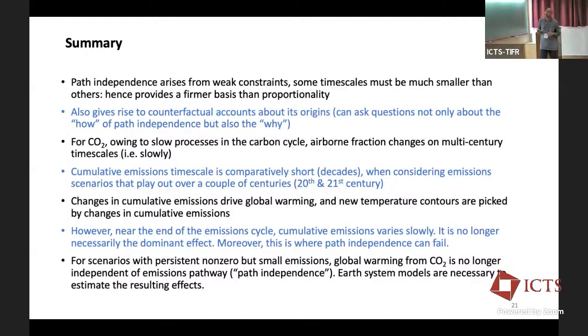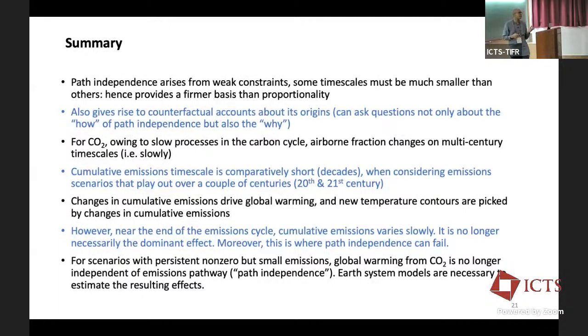But insofar as all we need is path independence for cumulative emissions budgets, and not a particular relationship, not proportionality between global warming and cumulative emissions, it seems like a question based on explaining why something is very small. Why is the ratio between the cumulative emissions timescale and the airborne fraction timescale small? That is more amenable to answering not only the how questions, but also the why questions. And the answer is quite simple.